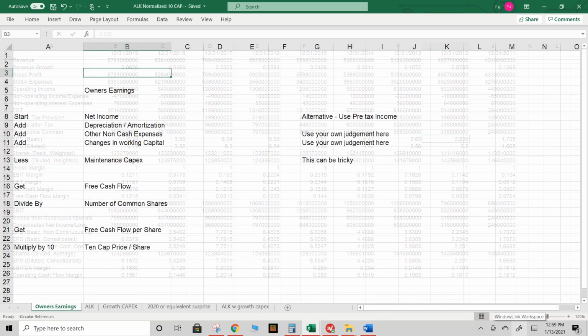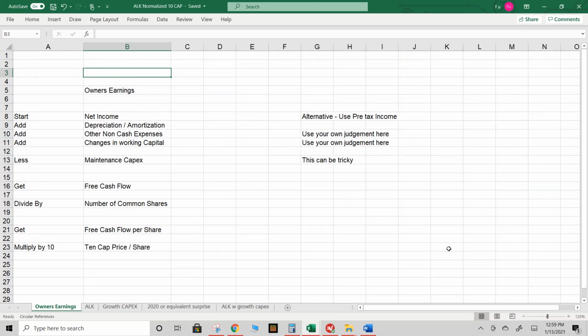Okay, so here is a very non-posh, very simple Excel file with the method for computing a 10 cap or computing a price per share by owner's earnings. So what we're going to do, or what I recommend you do, is you start with your net income, add back depreciation and amortization, then add any other non-cash expenses, and then account for changes in working capital. Working capital is just accounts receivable minus accounts payable.